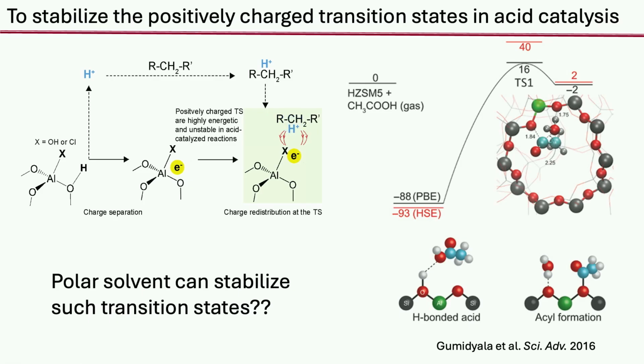But the point is, when you do the protonation, you form a very positively charged transition state, and the electron will remain at your active site. So you form a dipole at your transition state. And this charge separation is generally thermodynamically unfavorable. So how to stabilize the dipole becomes a concern. And we have studied several different reactions like cracking, isomerization, dehydration, and alkylation. All of them, in fact, involve a similar transition state.